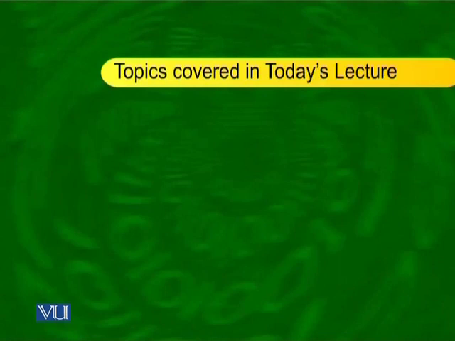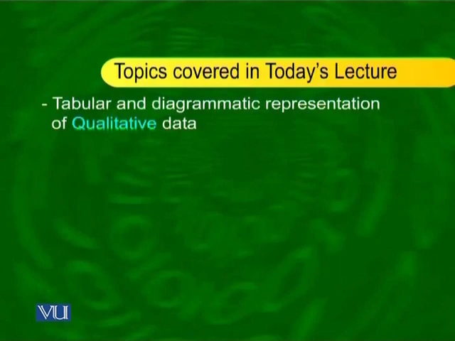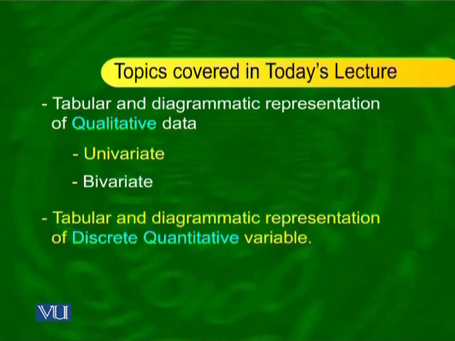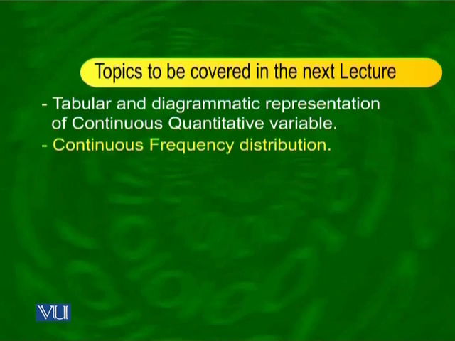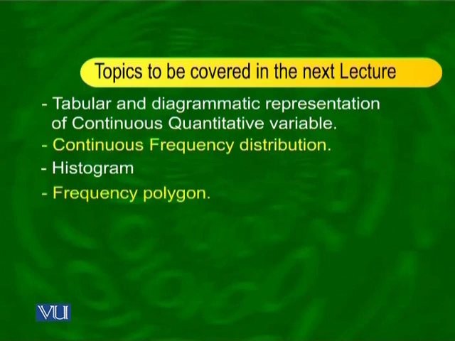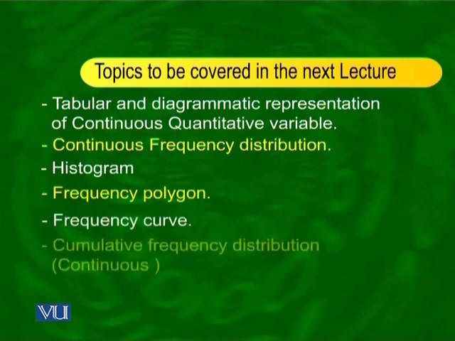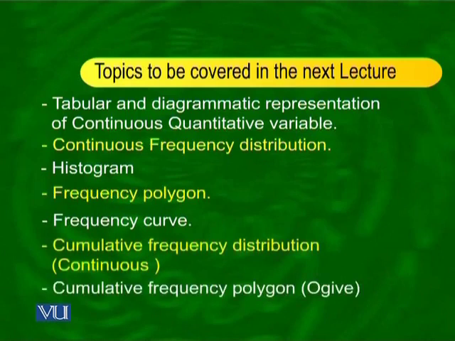Aaj ke is lecture mein humne kai topics discuss kiye hain. I started from the tabular and diagrammatic representation of qualitative data, and we discussed both cases, the univariate situation and the bivariate situation. Uske baad, we dealt with the tabular and diagrammatic representation of a discrete quantitative variable. Next time, we will be discussing the tabular and diagrammatic representation of continuous quantitative variables. In particular, we will be doing the continuous frequency distribution, the histogram, the frequency polygon, and the frequency curve. Also, we will be doing the cumulative frequency distribution for a continuous situation, and we will be drawing the cumulative frequency polygon, which is also called OGIVE.